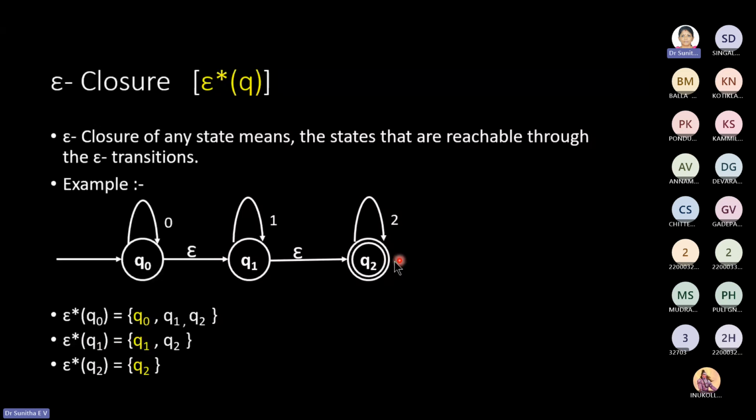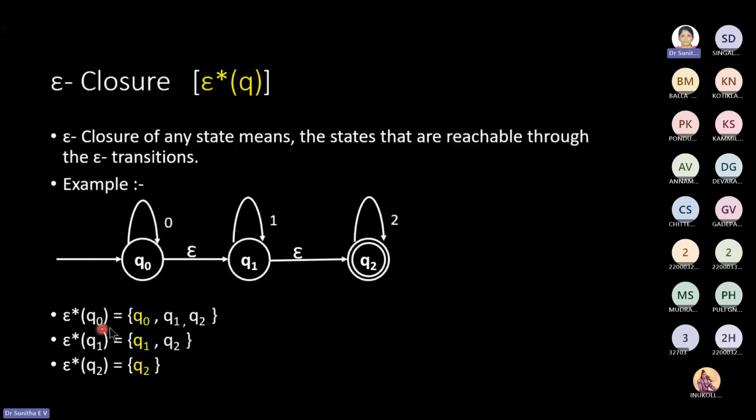You can see from the machine, there are no epsilon transitions from Q2. But epsilon closure of any state includes the same state itself. It means that if the machine is in a particular state and you are not consuming anything, the machine will remain in the same state. And that is why the same states are included here. So this is the epsilon closure. Epsilon closure of any state means the states that are reachable from the state only using epsilon transitions.